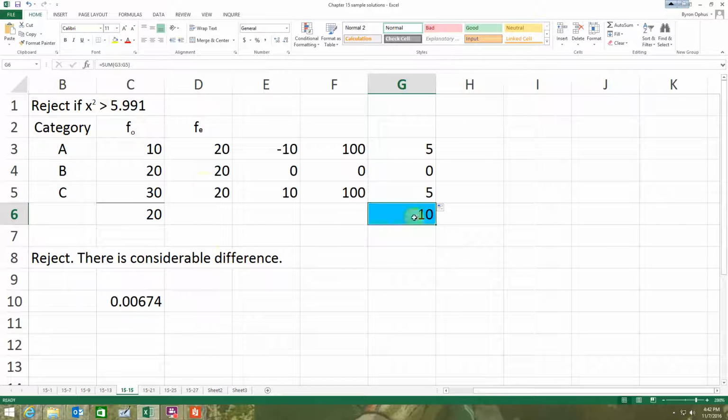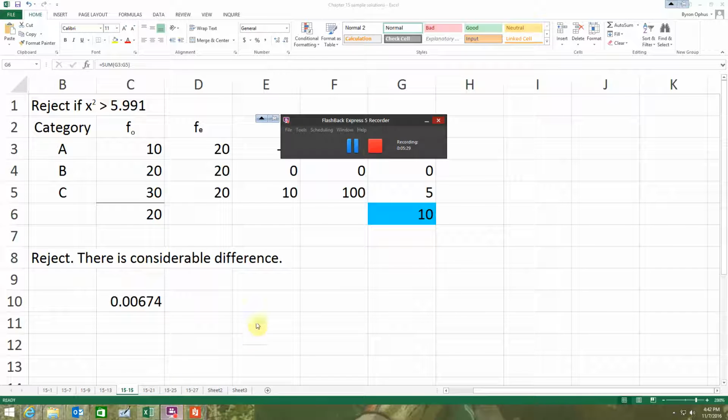It's 10. Now, is 10 greater than 5.991? It always has been, in my considerable experience. And so, yes, it is greater than, so I'm going to reject, and I come to the conclusion that I reject the null and accept the alternate hypothesis. Then I come to the conclusion that there is a considerable difference between these samples that I have. So there's a 15-16.